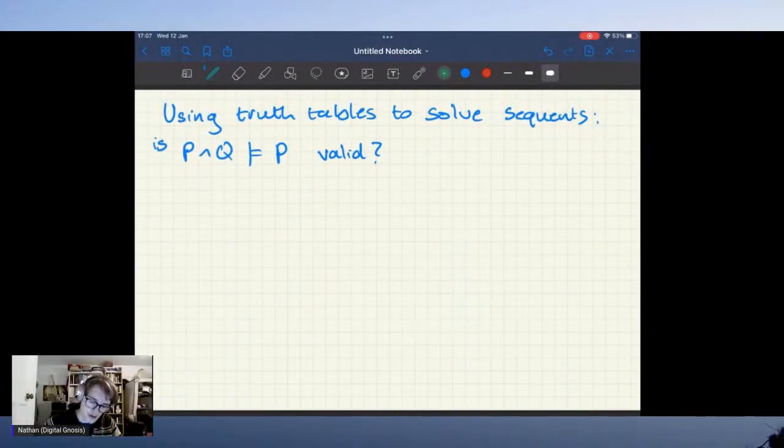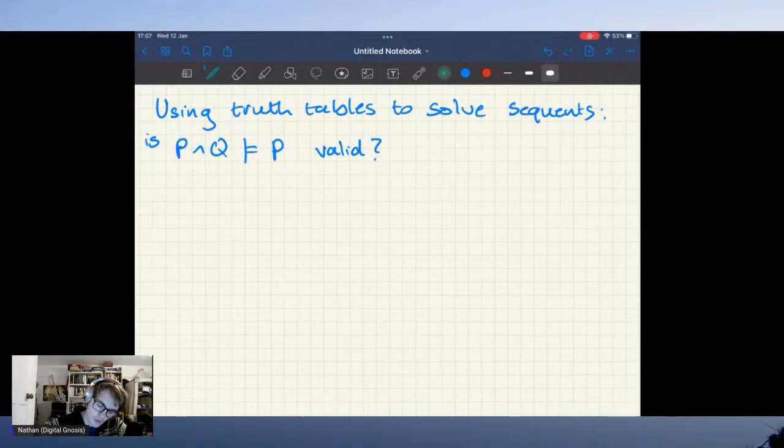So let's use some truth tables to solve some things. And again, if you're watching along and you want to try this yourself, then pause it here and give it a go, and then just play and you can watch how I solve it. So here's how I'm going to go about it the long way, and then I'll show you a slightly shorter way using truth tables to prove these things.